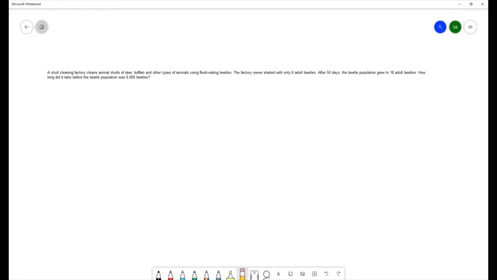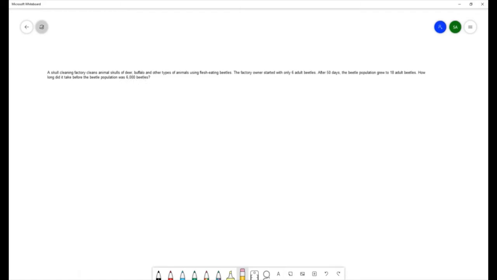For this question, it says, a skull cleaning factory cleans animal skulls of deer, buffalo, and other types of animals using flesh-eating beetles. A factory owner started with only 6 adult beetles. After 50 days, the beetle population grew to 18 adult beetles. How long did it take before the beetle population was 6,000 beetles?